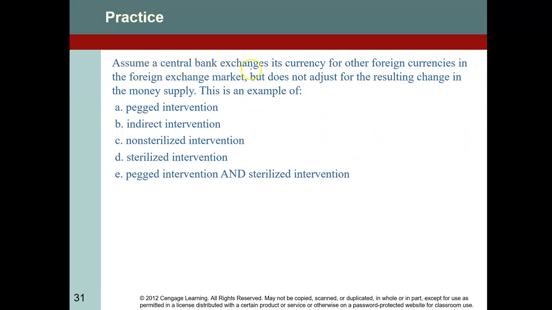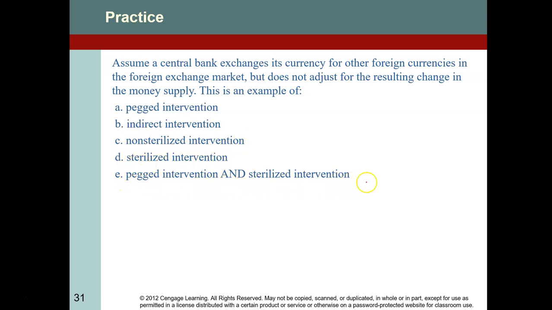Assume a central bank exchanges its currency for another foreign currency in the foreign exchange market, but does not adjust for the resulting change in the money supply. This is an example of A, packed intervention, B, indirect intervention, C, non-sterilized intervention, D, sterilized intervention.